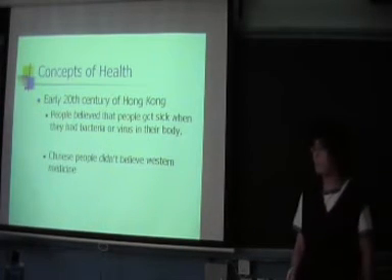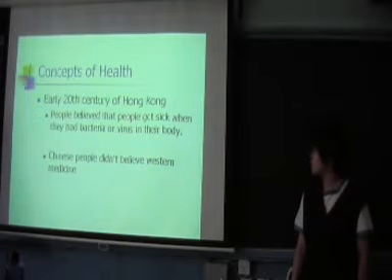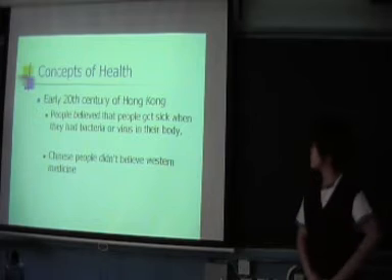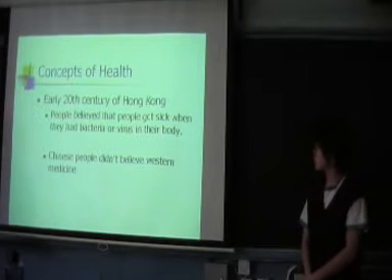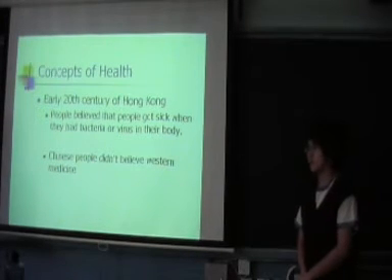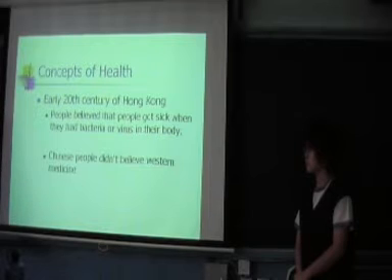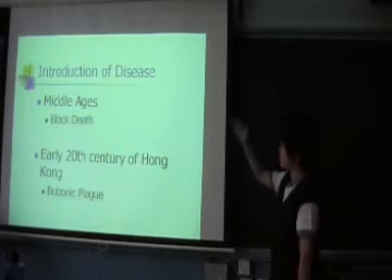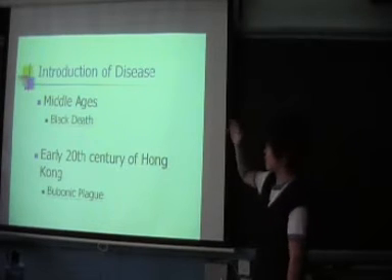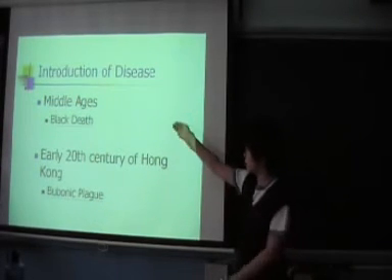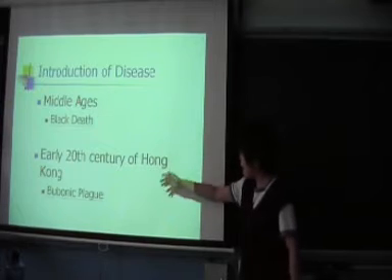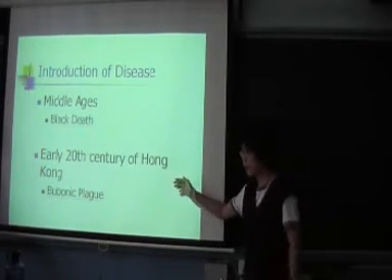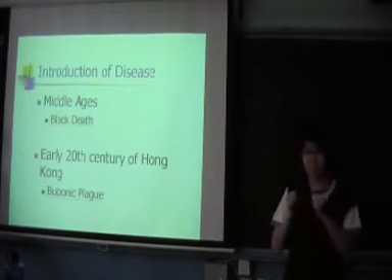And for the concept of health in early 20th century Hong Kong, people knew more and they believed that people got sick when they had bacteria or viruses in their body. But Chinese people didn't believe in Western medicine and they just believed in Chinese medicine. And this time we are comparing, let me give you some examples. In the Middle Ages, it's the Black Death, as I told you before, and the early 20th century in Hong Kong is the bubonic plague. And actually, they are the same disease.